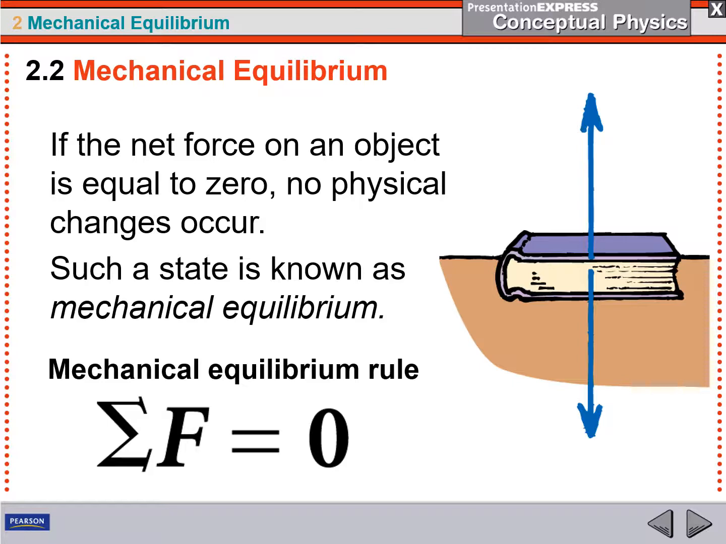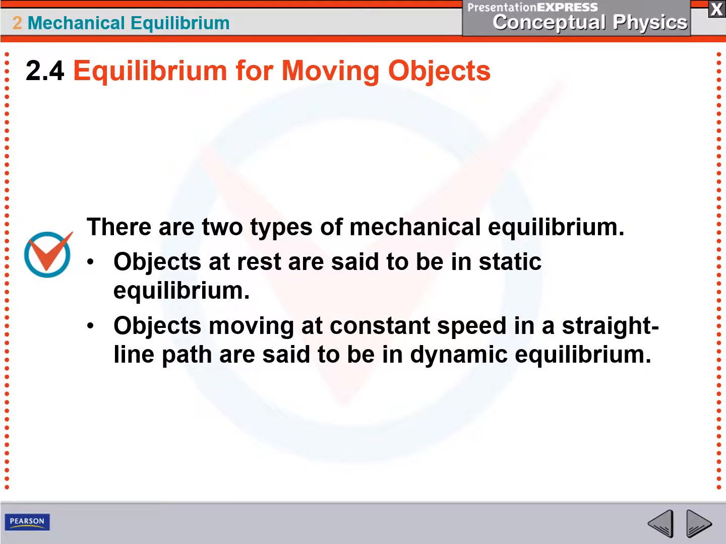In this case, the book remains stationary. But there's actually 2 types or categories of mechanical equilibrium. The first is the one just shown, where objects are at rest. We're going to call that static equilibrium. But objects that are moving at a constant speed in a straight line are also at equilibrium. We'll just give it a different term.